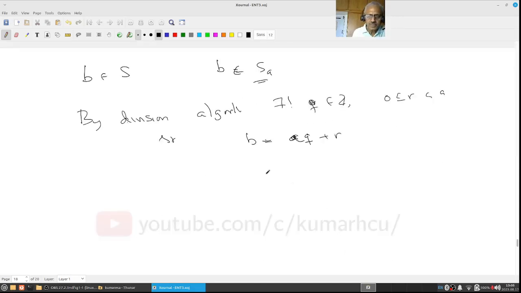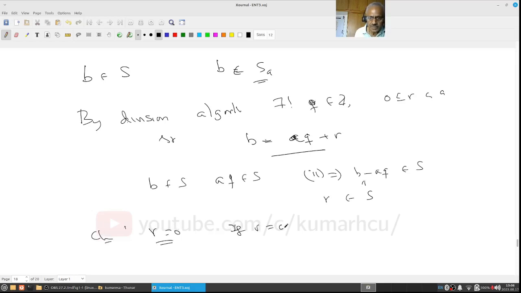Now the interesting thing is, where does b belong to? b belongs to S, and aq also belongs to S because it's a multiple of a. Therefore by the second property, b minus aq also belongs to S. But what is b minus aq? That is r. r belongs to S. Right? This is r. Look at that. But I claim r is 0.